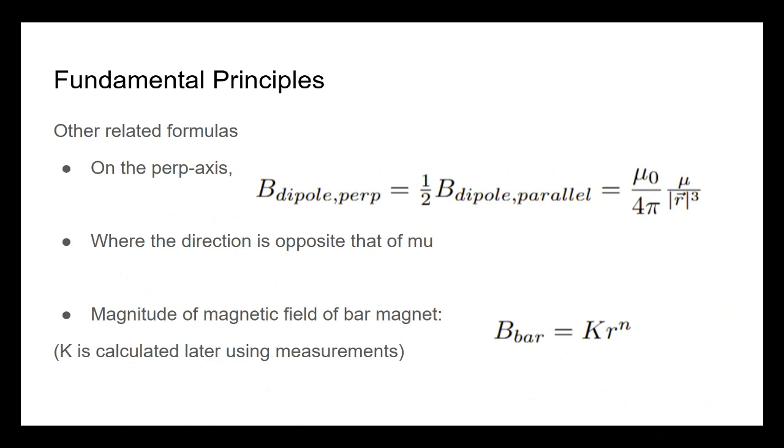Related is the perpendicular dipole magnetic field, which is about half of the magnitude of that of the parallel dipole, but it's in the opposite direction, so opposite of mu. And then the magnitude of the magnetic field of a bar magnet in general is k times r to the power of n, and we calculate n later.